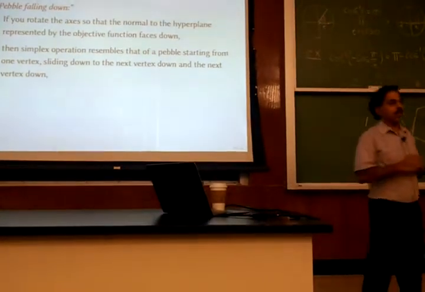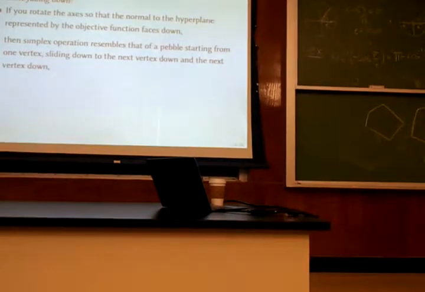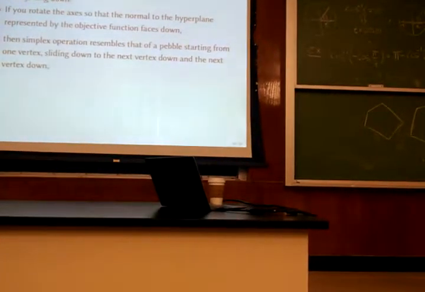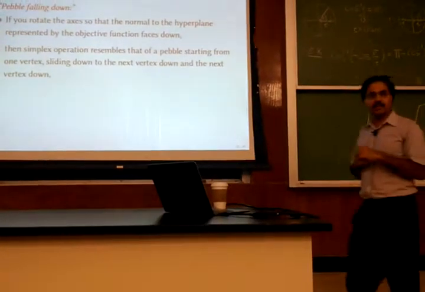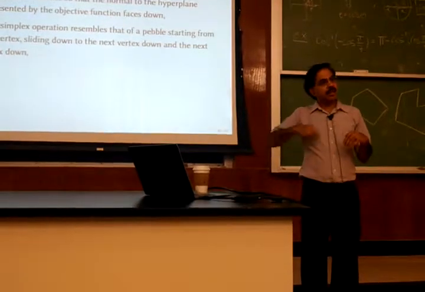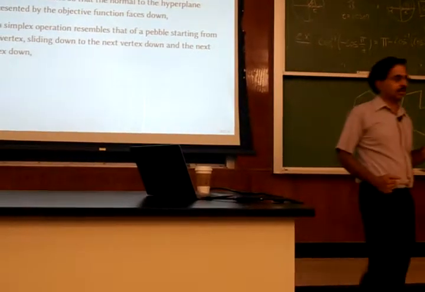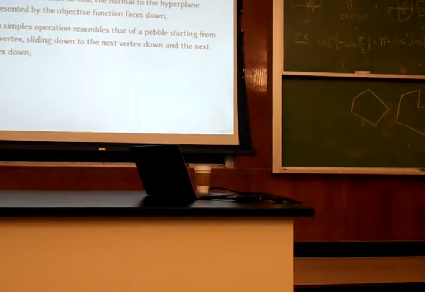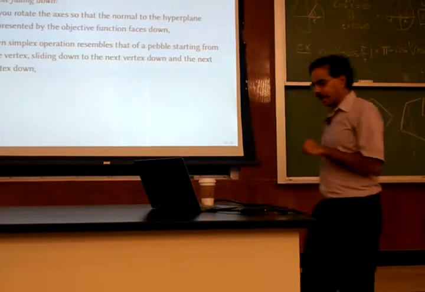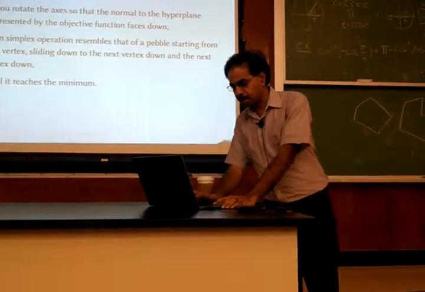Essentially what happens is that you start from the origin and the pebble slides, because obviously you want the pebble to stay within the feasible region, so it stays inside the polygon and keeps sliding down on one of the edges. Then it reaches the vertex, changes direction and falls along the next side, and so on until it reaches the bottom. This is a very good way of understanding how the simplex algorithm works.